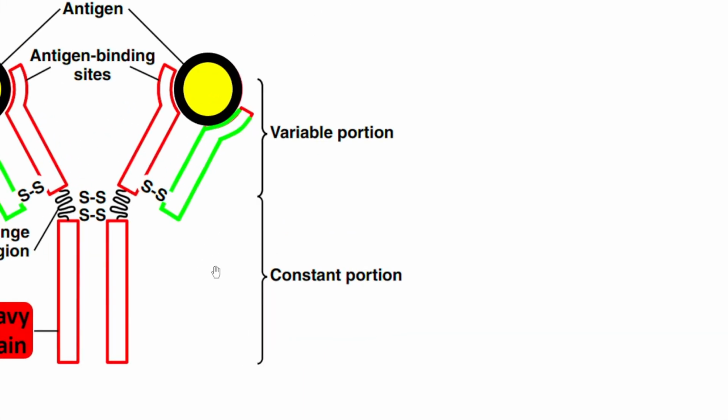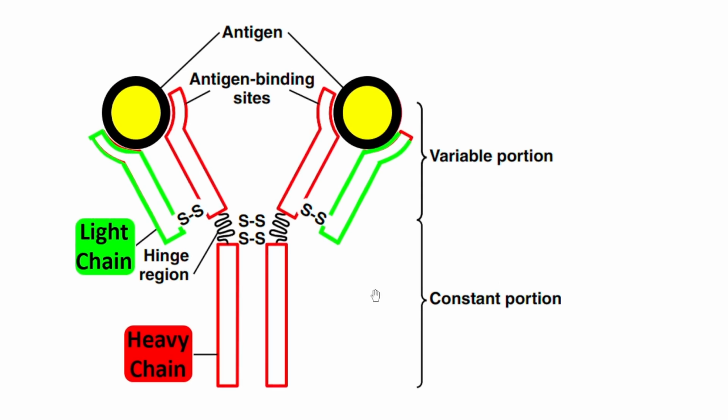So this is the structure of the antibody. An antibody has two types of chains. One is this red colored heavy chain, and the other one is this green colored light chain. An antibody has two heavy chains, one this one and the other one this one, and two light chains, one this one and the other one this one. So an antibody is basically made up of heavy and light chains: two heavy chains in red and two light chains in green.